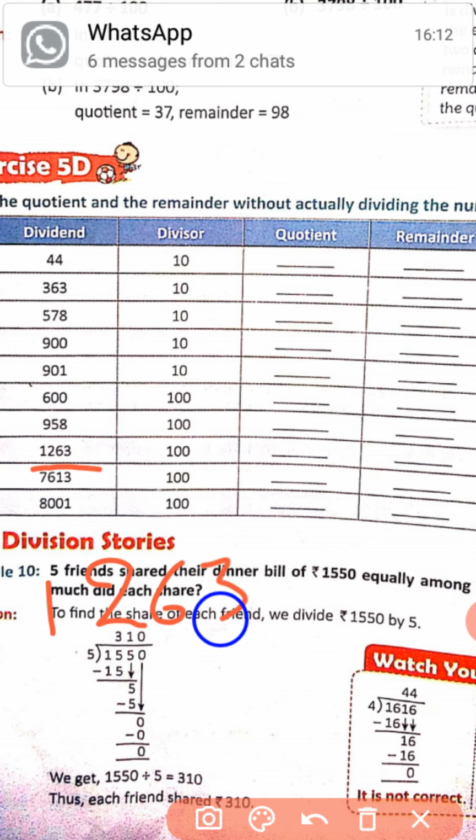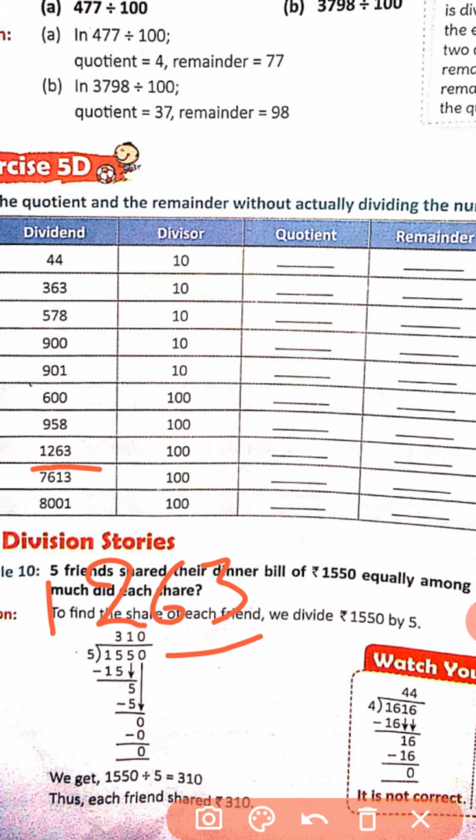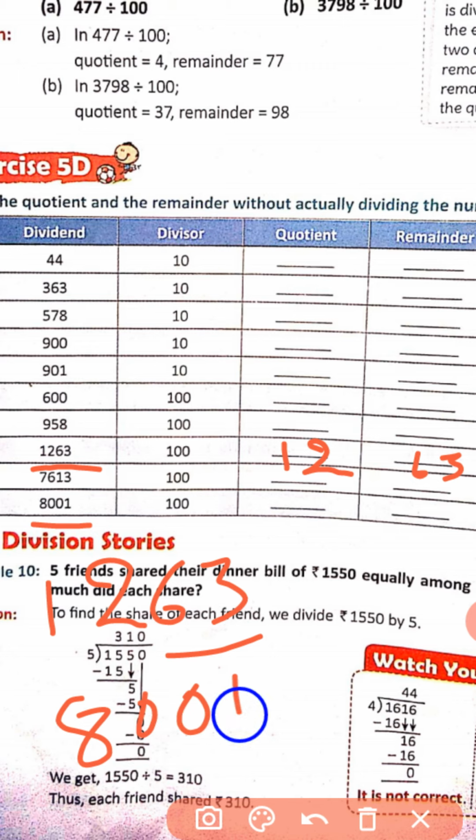1263 divided by 100. So the ones and tens digits will be the remainder and the remaining digits, 12, will be the quotient. And next, the last one, you can see, 8001. In 8001, the ones and tens digits will be the remainder, which is 01, and 80 is the quotient. So in this way you can complete this exercise. Thank you.